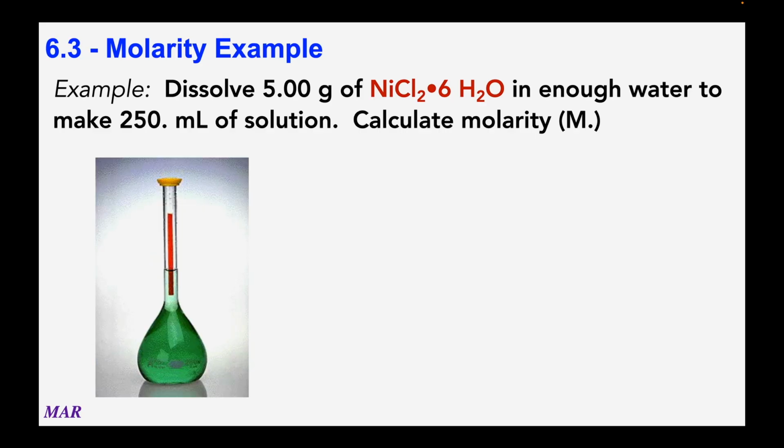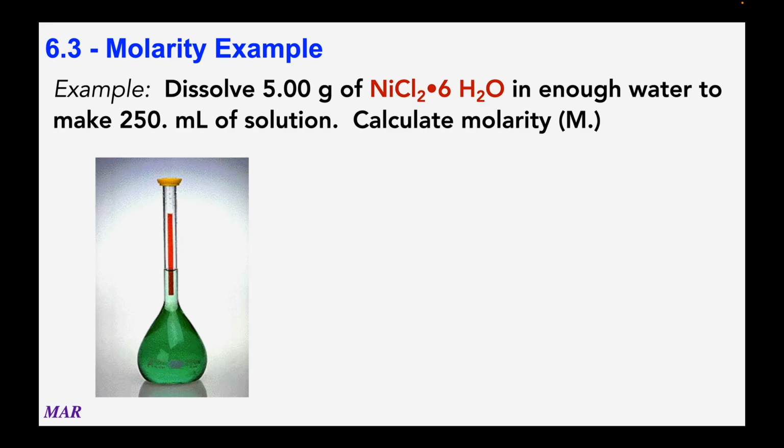This is the typical method that's used to create a solution. What they'll do is, first of all, you need to know how much solute you're adding to how much solvent. And in this case, they're adding 5 grams of nickel(II) chloride hexahydrate. This is a hydrated compound we talked about in chapter 3, no big deal. We're going to add that to enough water to make 250 milliliters of solution.